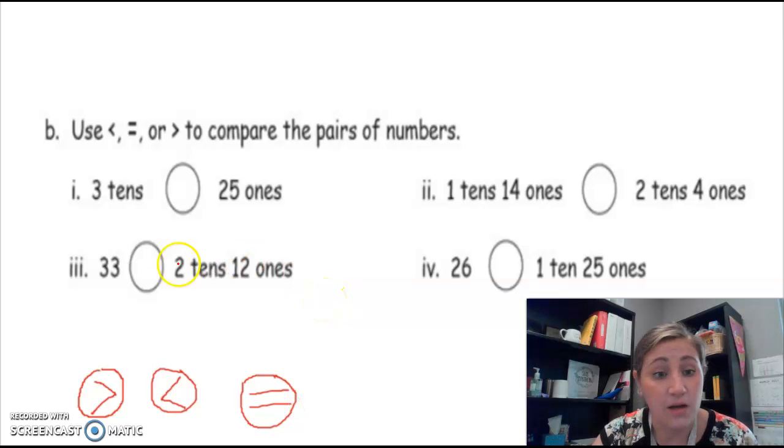You are not writing a number in the circle. You are not writing letters. You are writing the symbol less than, equal to, or greater than.